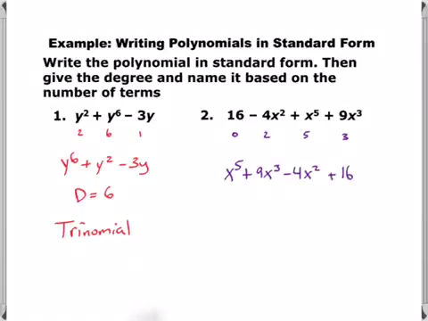Our degree is the highest degreed monomial, so that's 5. So we have a degree of 5. And then because we have 4 terms, this is just going to be a polynomial.